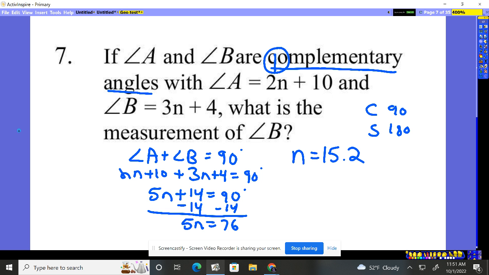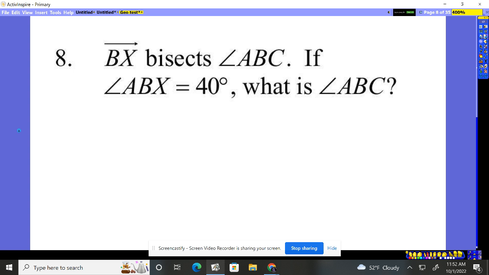That's what I get in my head. 15.2. Now, that's n. It doesn't care what n is. It says I need to know who angle B is. And it says here, angle B is worth 3 times whatever n is, which is 15.2, plus 4 more. So I take the calculator. 3 times 15.2 is 45.6, plus the 4 more. So now just add it, and you should get 49.6 degrees is what B is. Little difficult, but only because the division didn't come out pretty. You have a calculator. You can use a calculator.